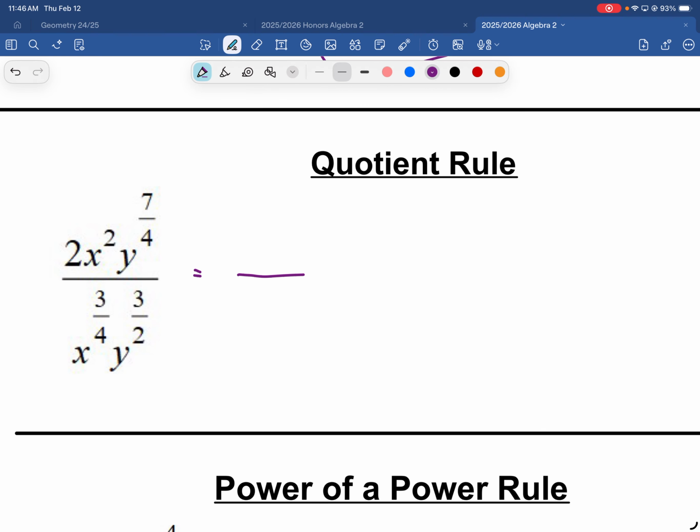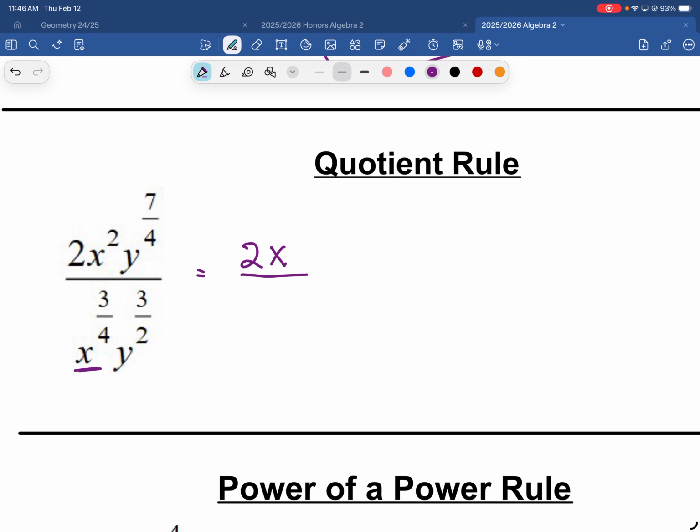So my numerator is just going to be 2. There's nothing in the denominator, so we're not worried about it. We subtract. So I've got my x base in both the numerator and the denominator. I've got 2, but now we subtract. So it's going to be 2 minus 3/4.